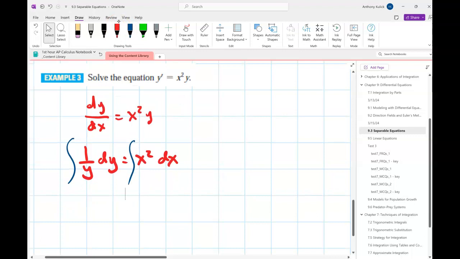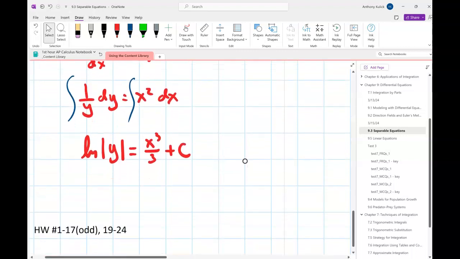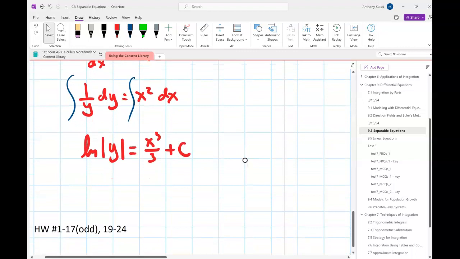What's the integral, or the antiderivative, of 1 over y? Natural log. Close. Or absolute value. Thank you. And then the antiderivative for x squared is? Yeah, x cubed over 3. And what do we still need? Plus c. Now, let's say we want to get the y by itself, because that's still possible. What would I need to do to get the y by itself? Yep. So e to the both sides.